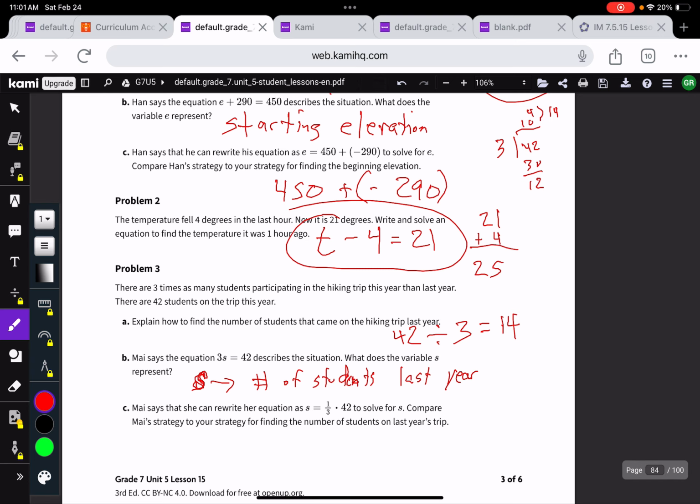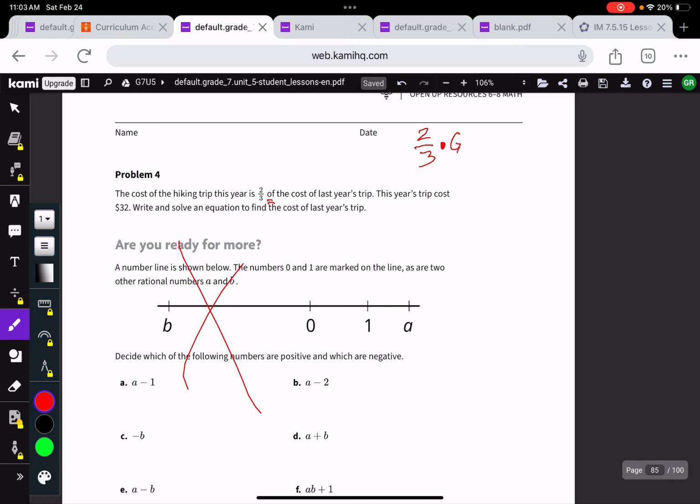Put a question mark, or let's use G for last year's trip. Just for the heck of it, I picked any letter. Or we could have chosen C for cost. Maybe we'll do that. 2/3 of the cost of last year's trip is equal to this year's trip. The cost of the hiking trip this year is 2/3 of last year's trip. 2/3 of last year is this year. And this year's trip is 32.